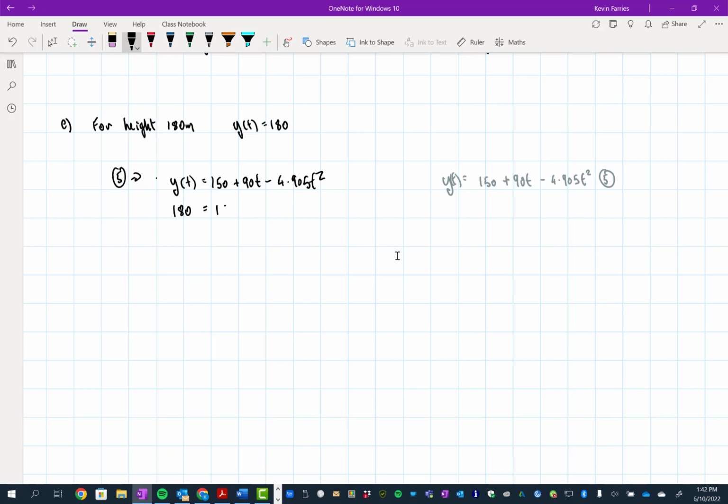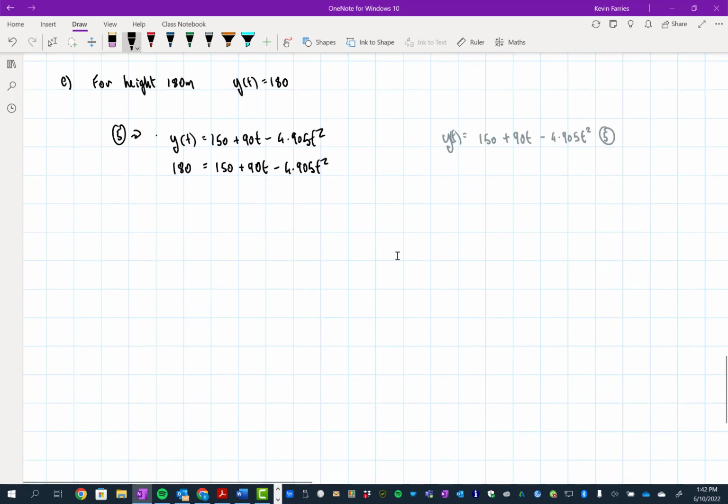so that vertical displacement is the same as the height in our case, so 180 equals 150 plus 90t minus 4.905t squared. Now, to solve this, we need to get it in the form of a t squared, then a t, then a number, not two numbers or anything like that. So I'll bring all this to the other side. It's going to be 4.905t squared, adding it to both sides, minus 90t, and then 180 minus 150, which is plus 30, is equal to 0.